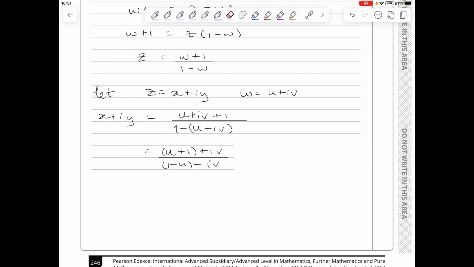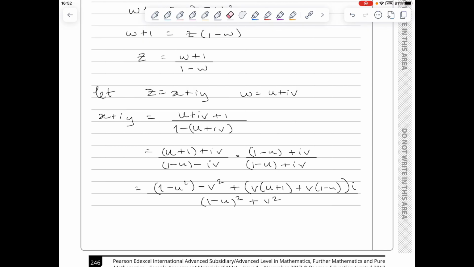So now I can realize the denominator by multiplying by the complex conjugate. So I'm multiplying by 1 minus u plus iv, both top and bottom. So if I expand, this will give me the following. Now each term is obtained as follows. For the real part of the numerator, I've got (u plus 1)(1 minus u), plus iv times iv, so minus v squared, because i squared is minus 1. And for the imaginary part, this is the sum of those two products.